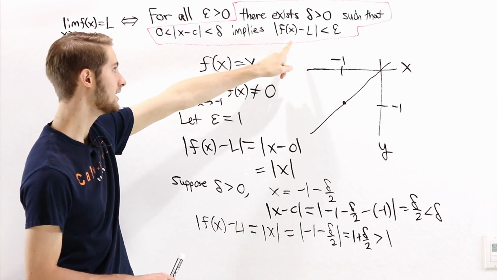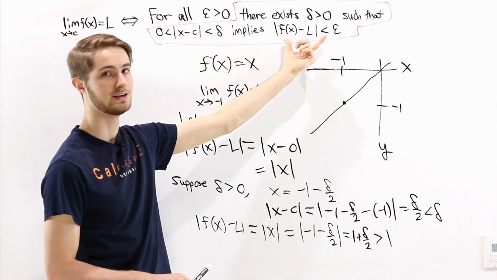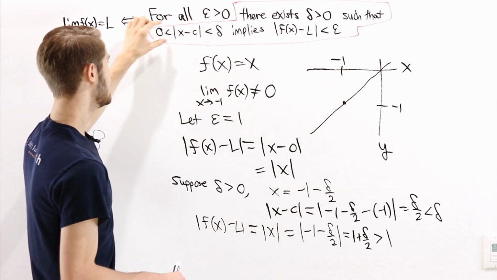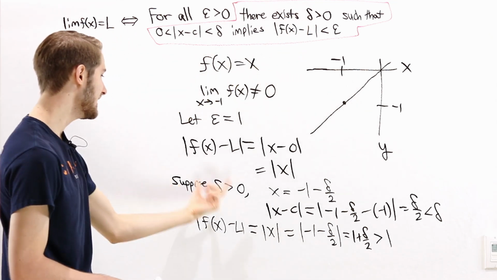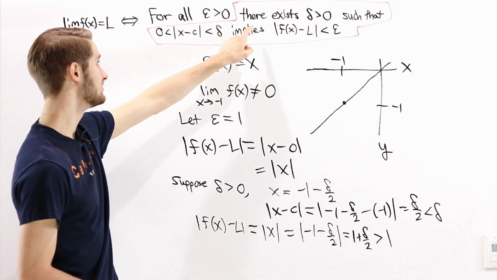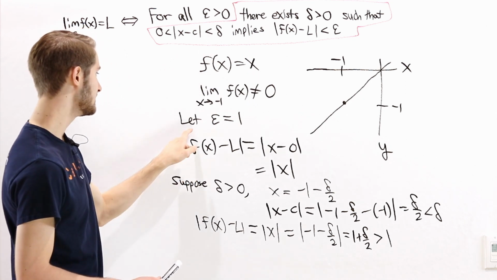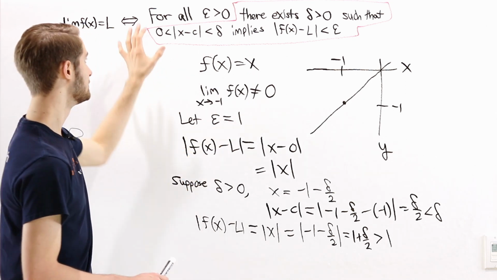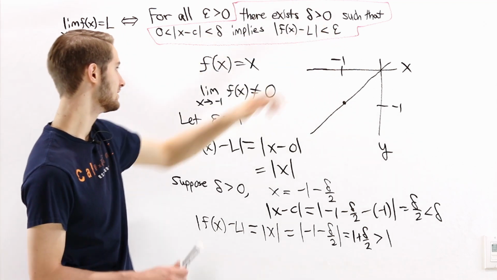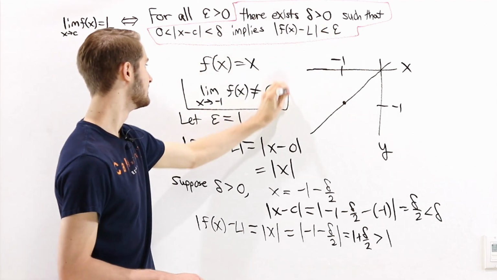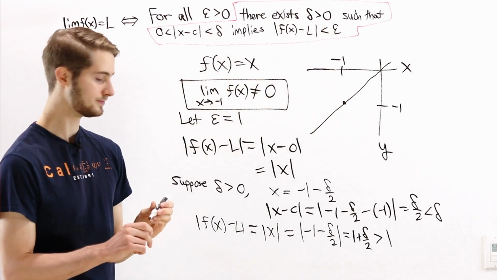It's supposed to imply the second condition, but this statement is false. So this statement right here cannot be true for any value of delta, which means that that delta does not exist. So we've disproved the statement for epsilon equals 1, which means we've disproved the entire statement. So this limit right here does not equal 0.